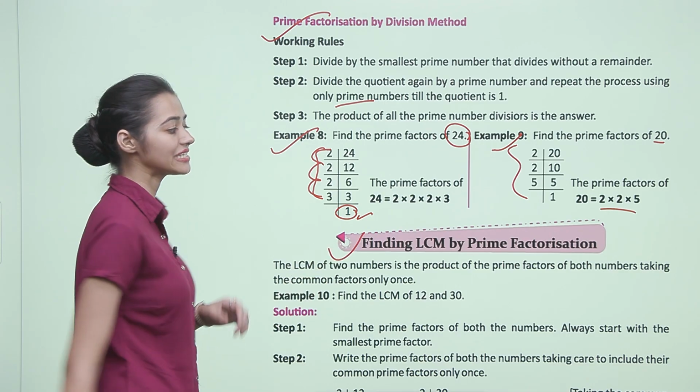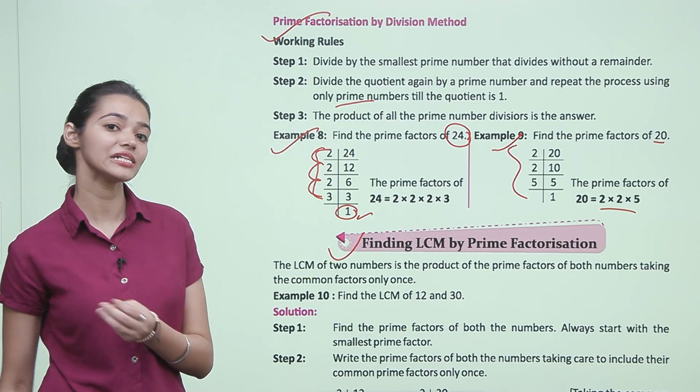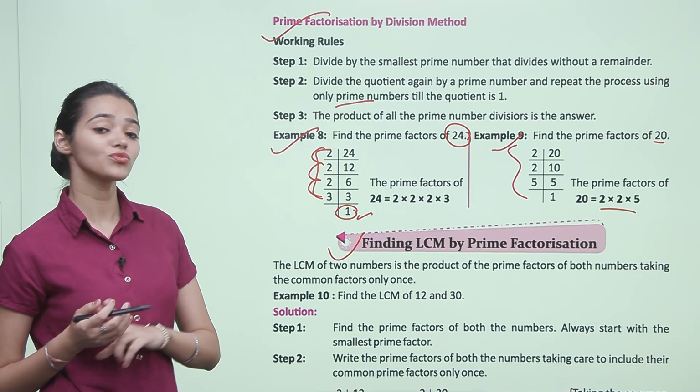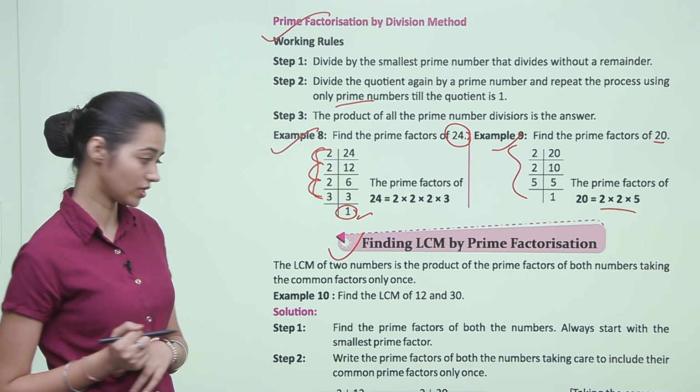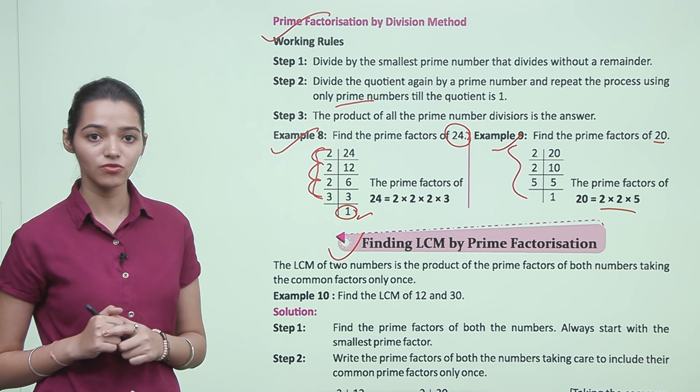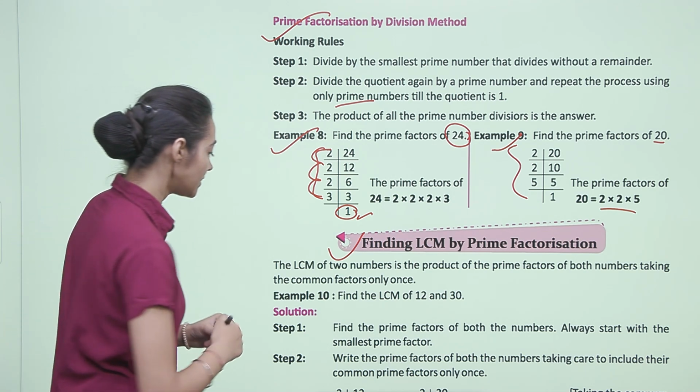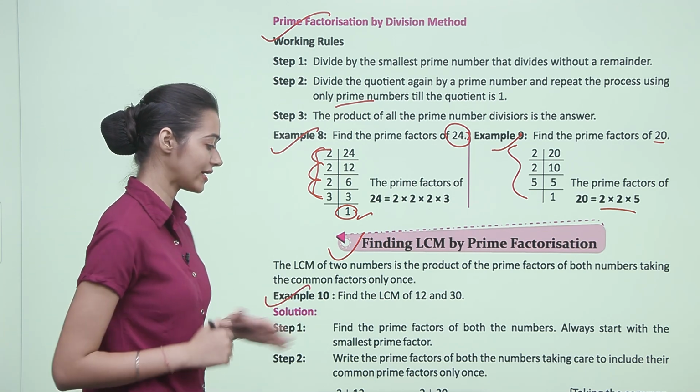Now finding LCM by prime factorization. How can we find LCM by prime factorization? The LCM of two numbers is the product of prime factors of both numbers, taking the common factor only once. For example, we have to find the LCM of 12 and 30. Now in example number 10, we have to find this.